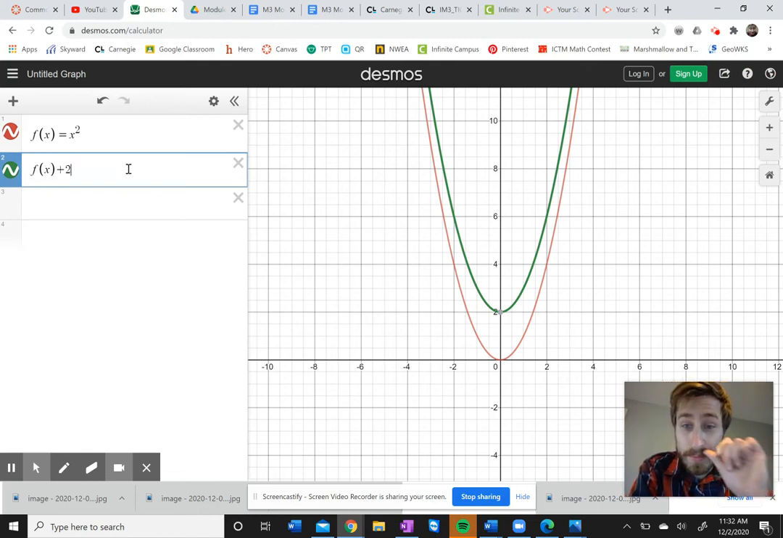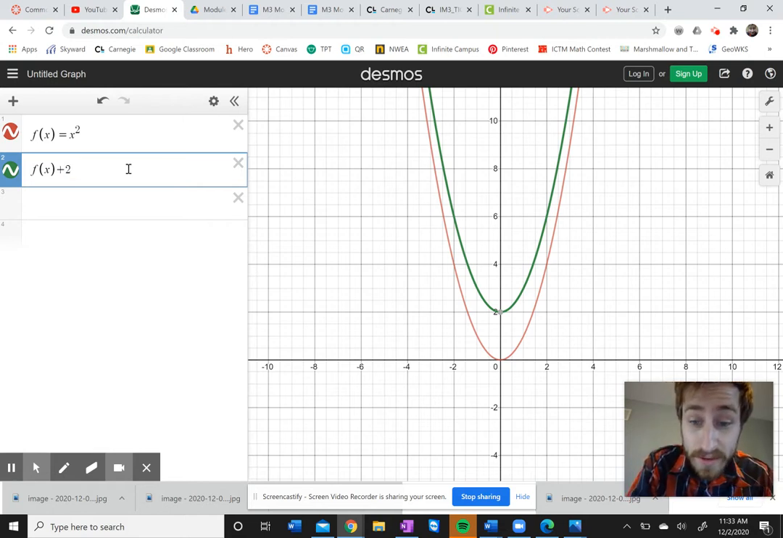Remember, f of x represents the output. The output is the y. So any change that is affecting the output is going to cause the graph to go up. Notice how it didn't change at all. All of the characteristics are the same, except it's now up 2.